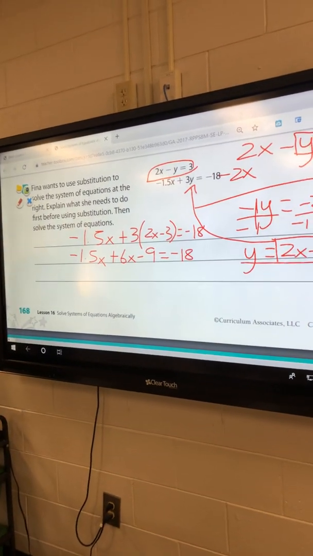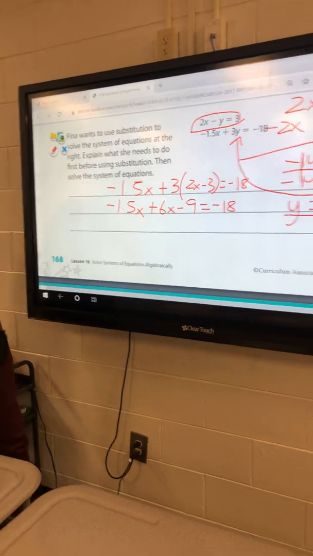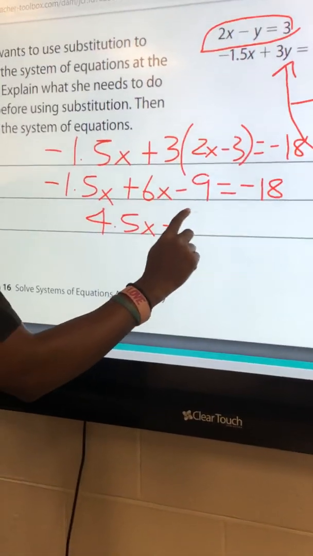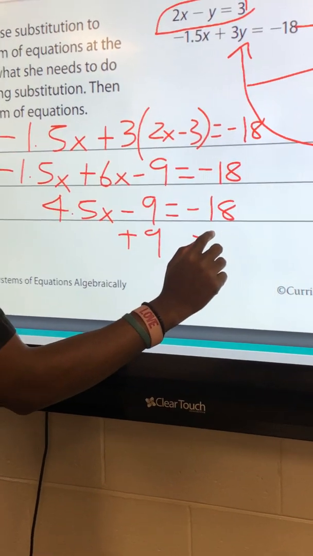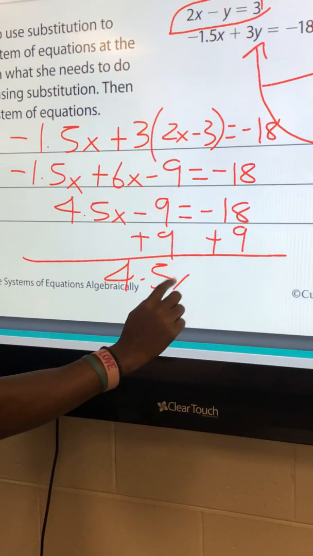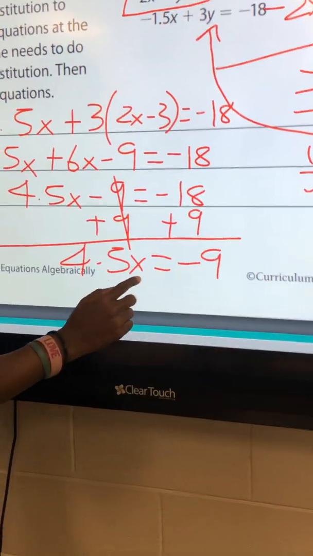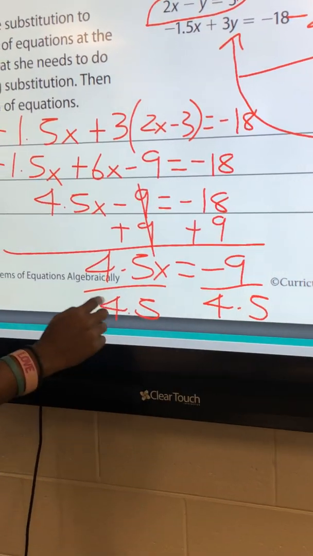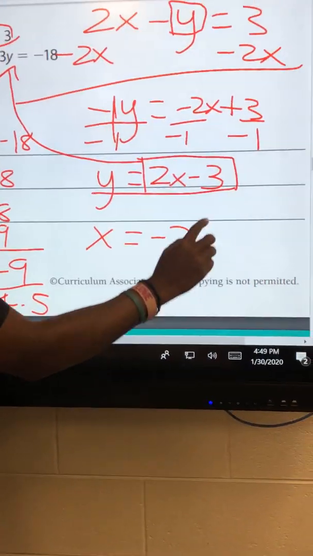I need to combine like terms right here. This negative 1.5x plus 6x is like saying 6 minus 1.5, which should be 4.5. Minus 9 equals negative 18. I'm going to add 9 to both sides because I'm getting rid of that coefficient last. So I have 4.5x, that cancels out, equals negative 18 plus 9 will be negative 9. And then I'm going to divide by 4.5. 4.5 times 2 should be 9, if I'm correct, yes. So x equals negative 2.